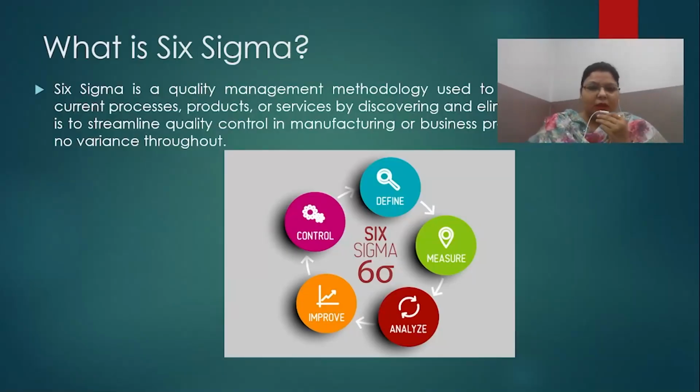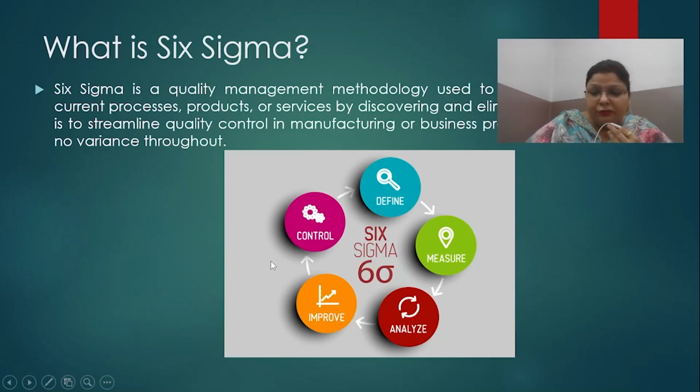Basically, Six Sigma is a quality management methodology used to help businesses improve current processes, products, or services by discovering and eliminating defects. The goal is to streamline quality control in manufacturing or business processes so there is little to no variation throughout. In this diagram, it is clear how Six Sigma works in a DMAIC manner. DMAIC means define, measure, analyze, improve, and control.